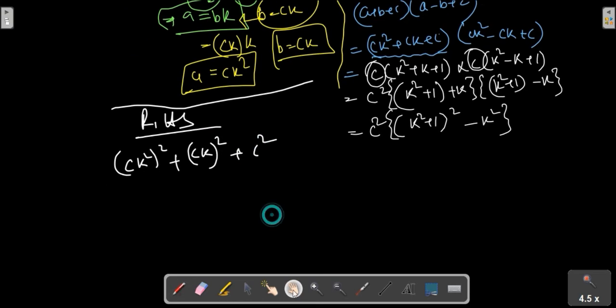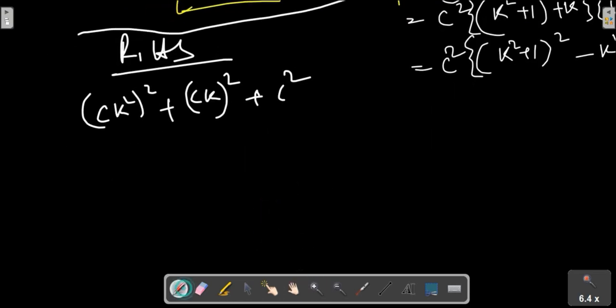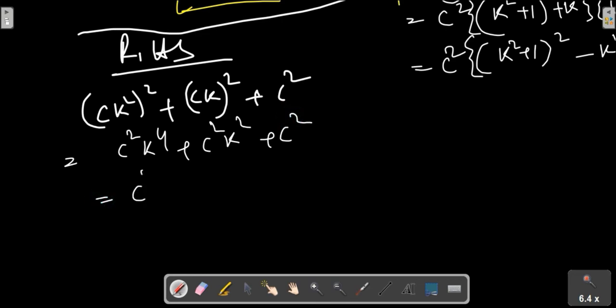So let us now do. Here if we open the bracket, it would be C square K4, it would be C square K square, it would be C square. So what I am getting now is, if I take C square common, it is coming C square into K to the power 4 plus K square plus 1.